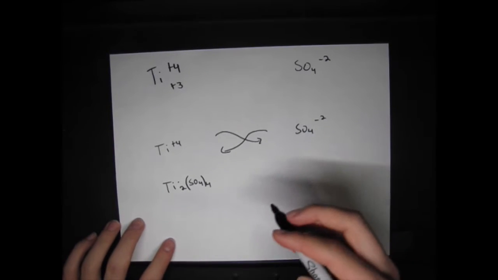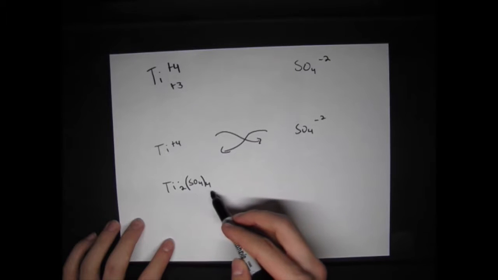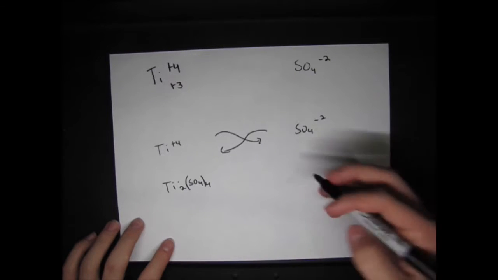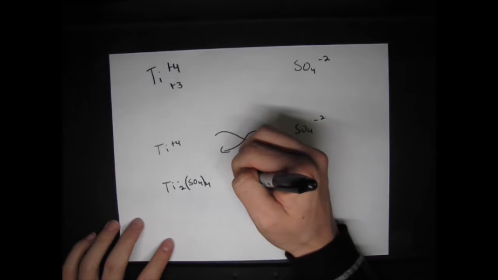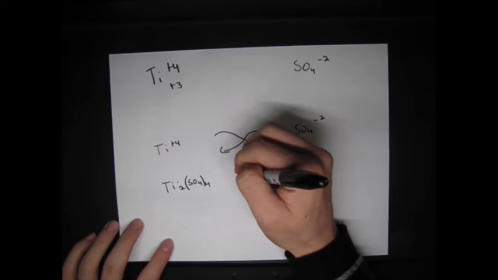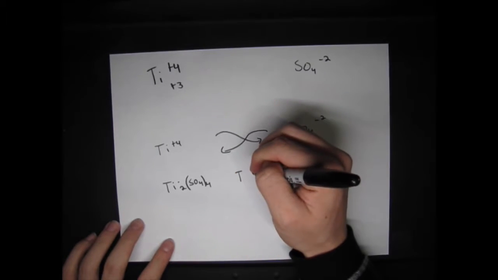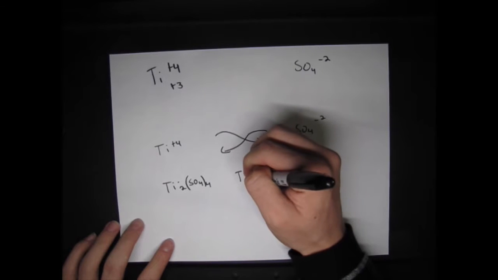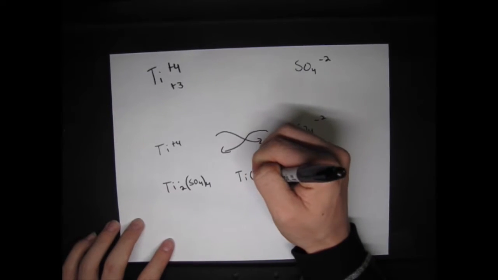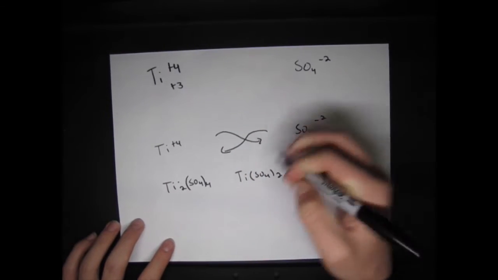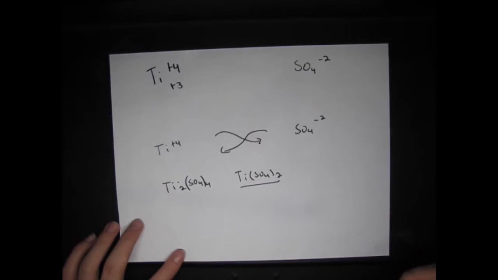Now 4 is divisible by 2, so we need to simplify our equation here. We just simplify it by dividing 4 by 2 and we end up with titanium sulfate 2 as our final product for that one.